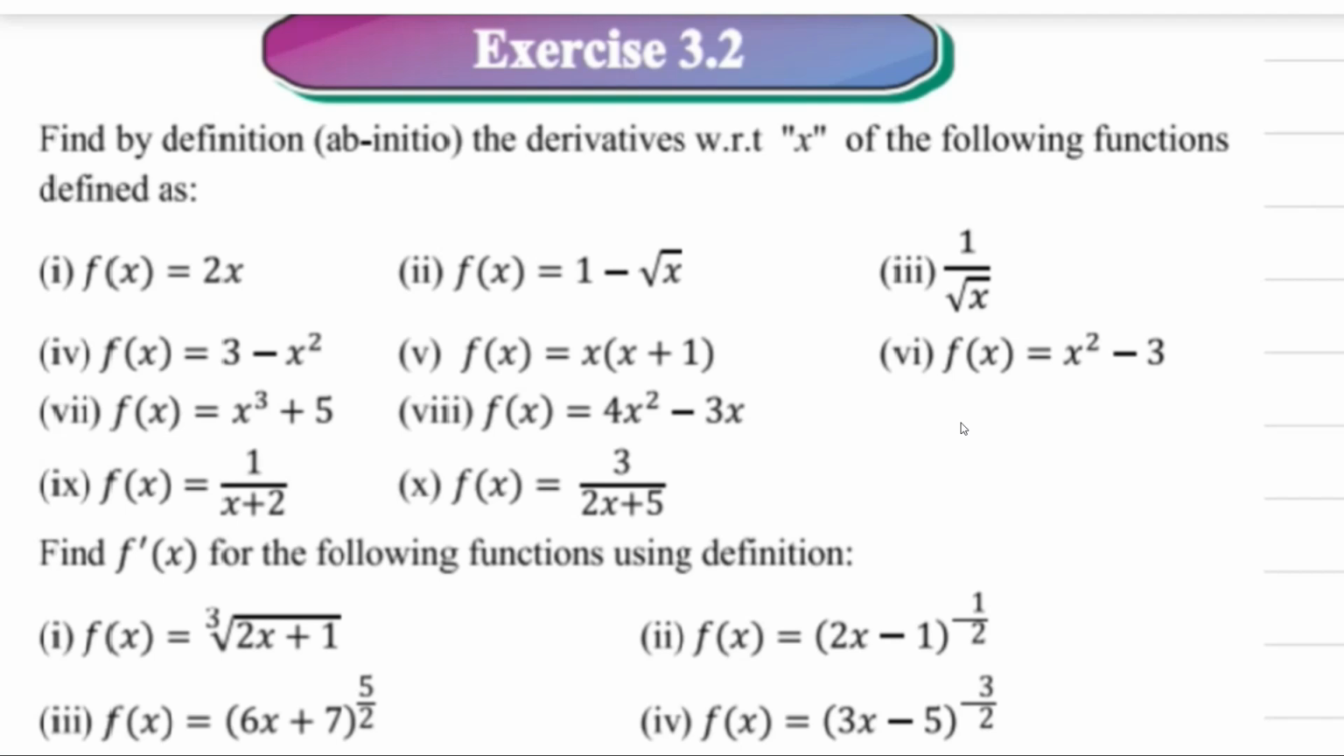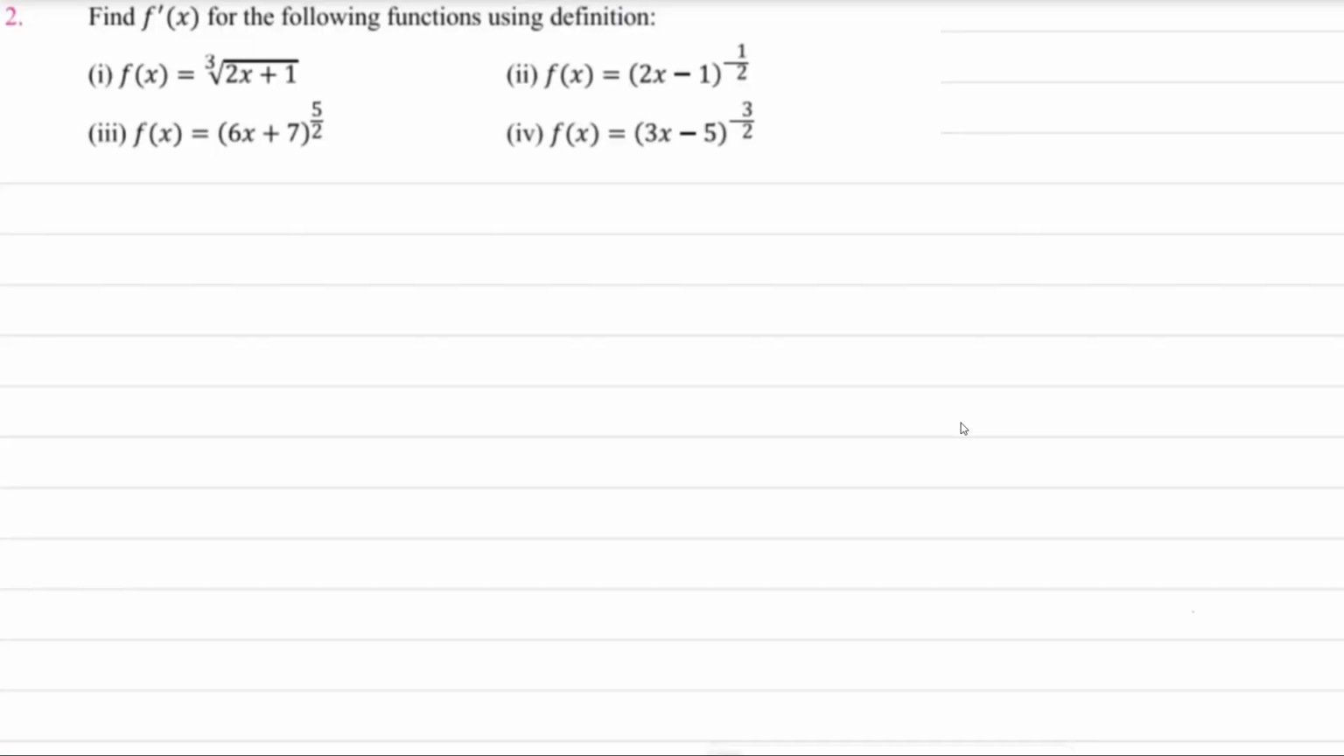Dear students, today we are going to do exercise 3.2, question number 2. In question number 2, as you see, there are 4 parts. So, right now we are going to solve its first part, that is f of x. Let y is equal to the cube root of 2x plus 1. We can write this cube root as 1 upon 3.